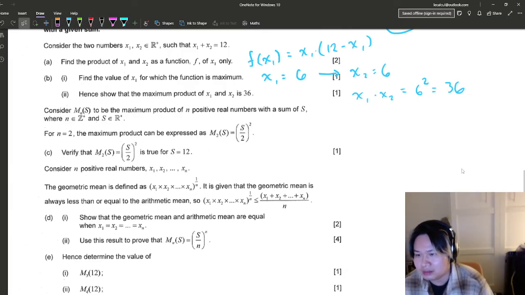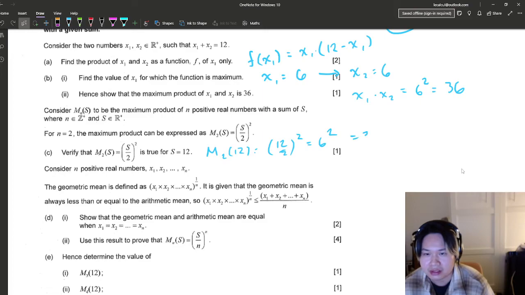Okay, so that's easy enough, right? M2 of 12 should be 12 divided by 2, squared, which is 6 squared, which is 36, which is the same as that one. So verified.